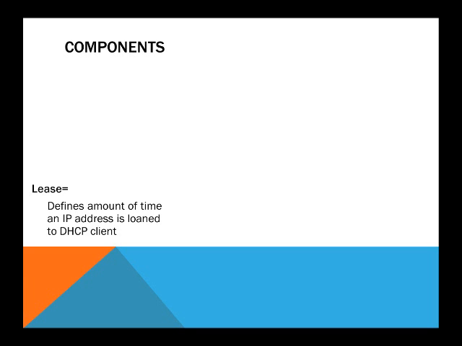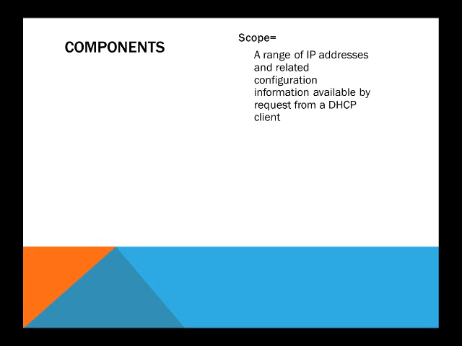In the lease, you will find the DHCP client name, the IP address, the MAC address, and the expiration date and time. And your duration is usually however long the board policy is set for each lease. Default durations are 8 days for wired and 6 hours for wireless. A scope is a range of IP addresses and related configuration information available by request from a DHCP client. The range of available IP addresses is offered from that range.